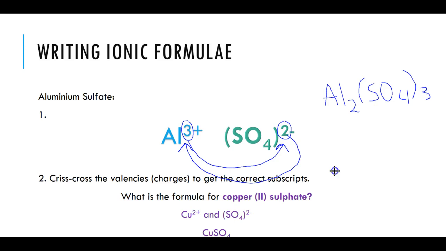Now, what if you were to do the crossover or crisscross method with something like copper and sulfate? Copper has a 2+ charge and sulfate has a 2- charge. If you do the crossover method, you would get something that looks like Cu2(SO4)2. Again, it is a 1-to-1 ratio, so your final simplified answer is given here at the bottom.